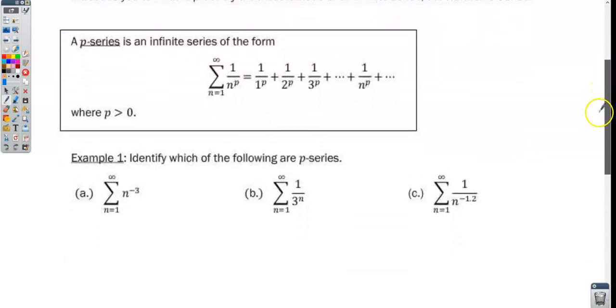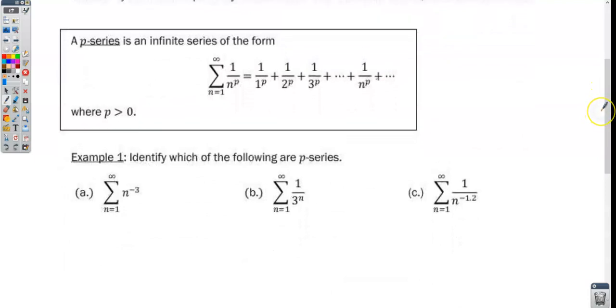All right, example 1. Identify which of the following are P-series. At first, this one does not necessarily look like one, but with some simple algebraic manipulation that you've done millions of times before, this series can be written as sum from 1 to infinity of 1 over n to the third power. Okay, so it's written in this form, sum of 1 over n to the p. P is greater than 0, so yes, this is a P-series.